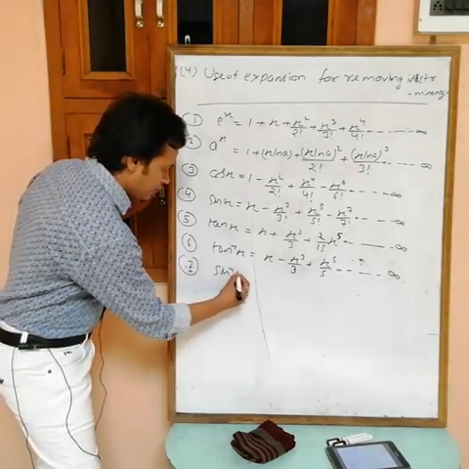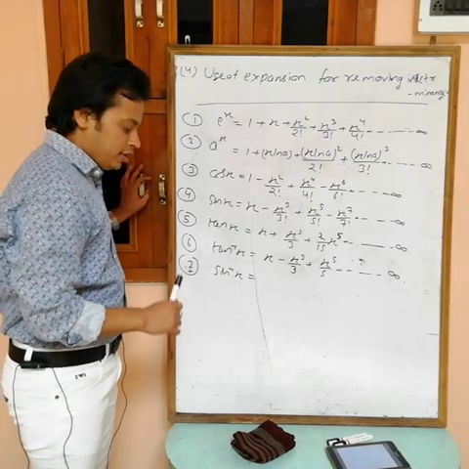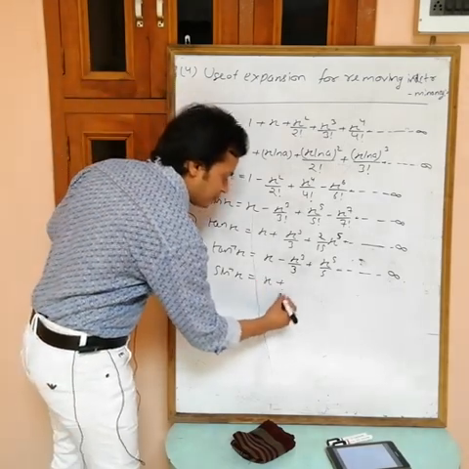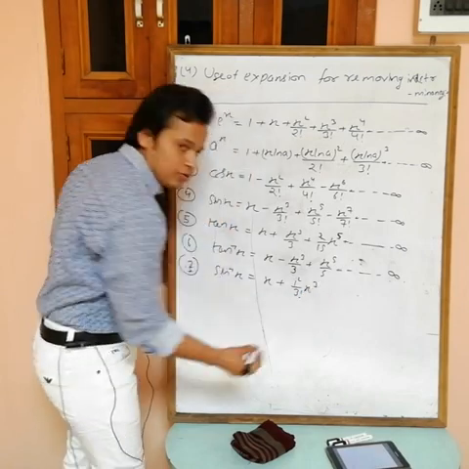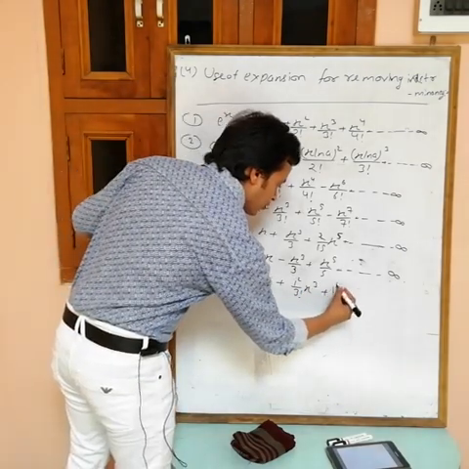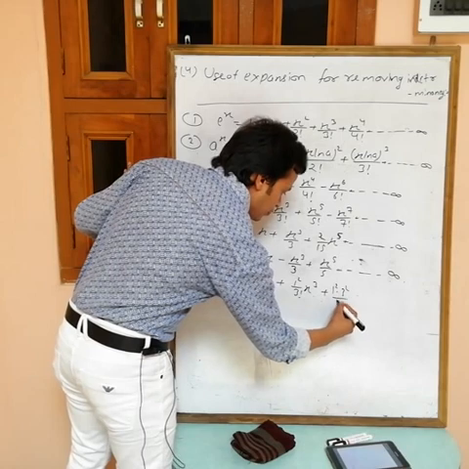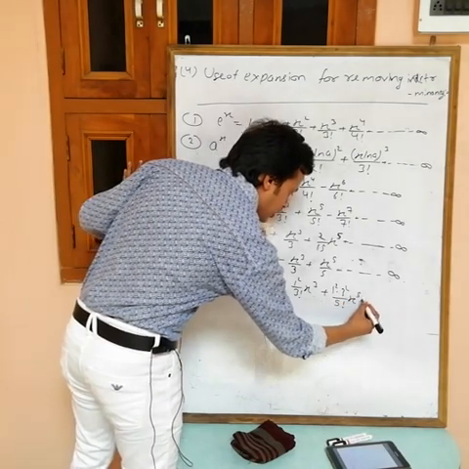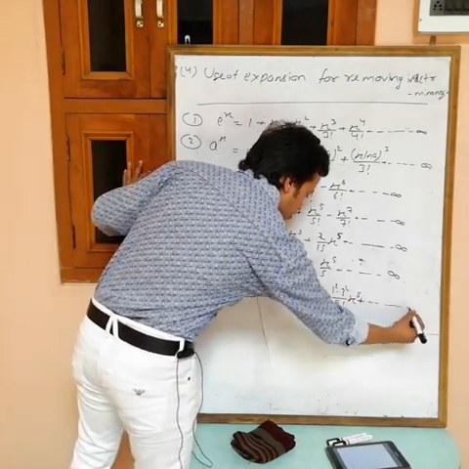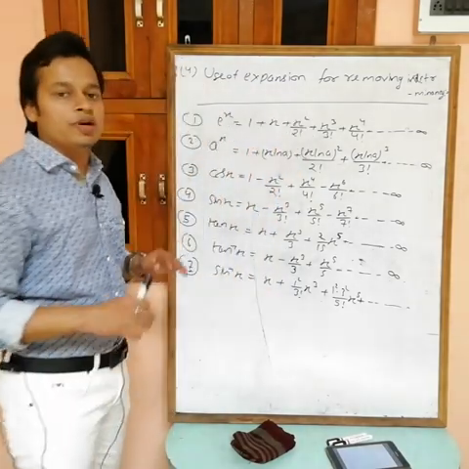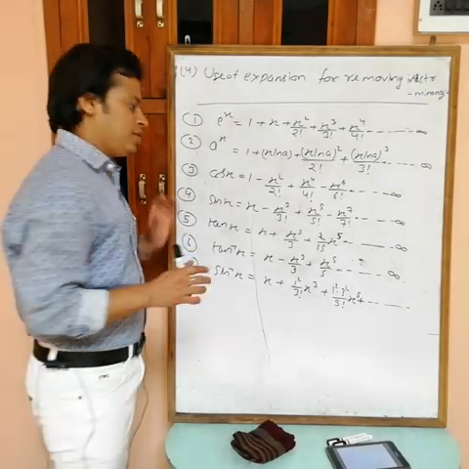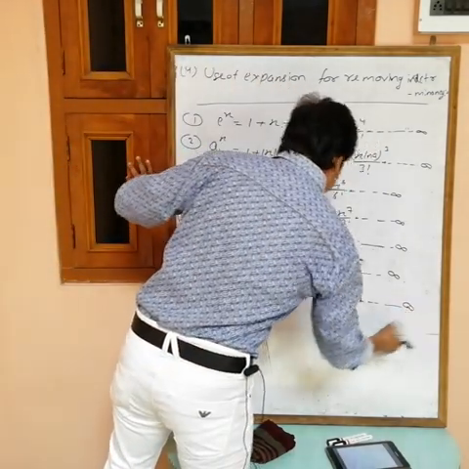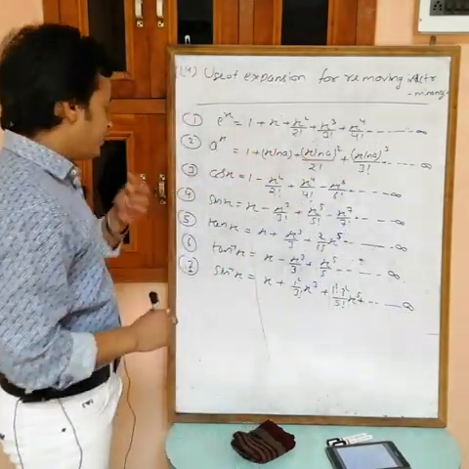Seventh one, sine inverse x. Sine inverse x is x plus 1 square by 3 factorial into x cube, plus 1 square 3 square by 5 factorial into x power 5. Next one is 1 square 3 square 5 square by 7 factorial into x power 7 up to infinity, but remember up to 3 terms.